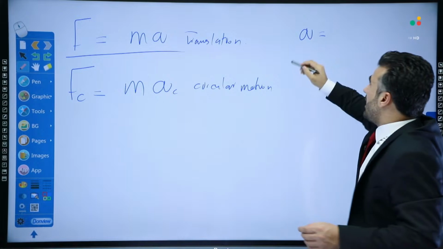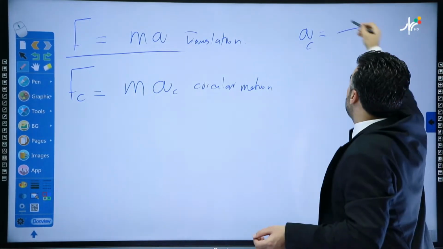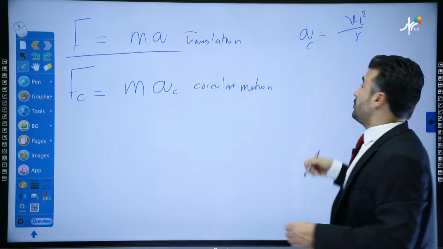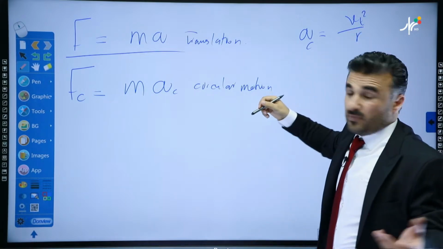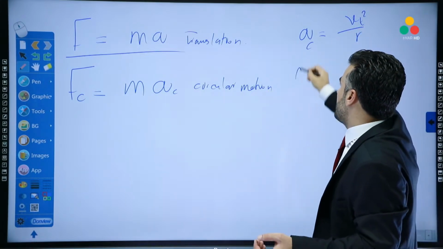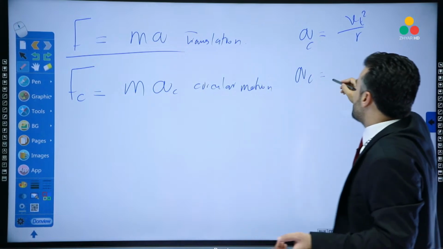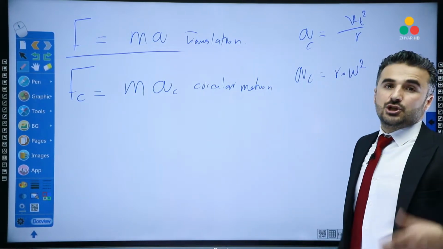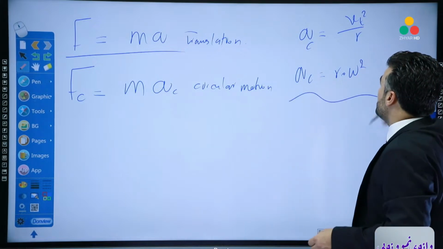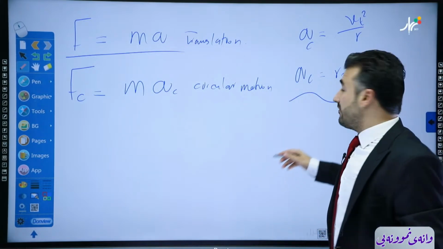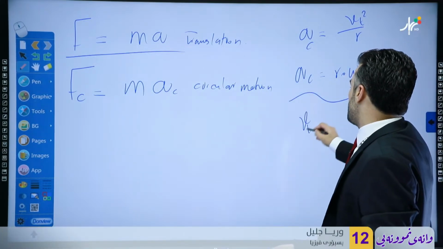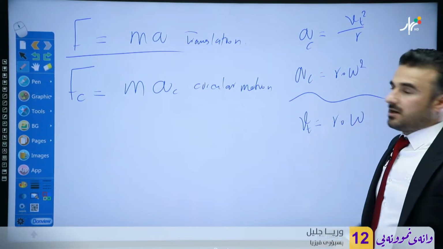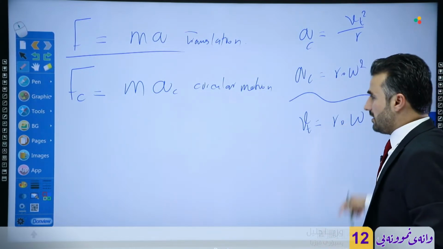But you already learned about centripetal acceleration, yes? We do know that centripetal acceleration equals tangential speed squared divided by the radius. That is one of the equations. What if we don't have tangential speed, we have angular speed? Then centripetal acceleration equals radius times omega squared. Very good. And by the way, we've also learned that tangential speed equals radius times omega, or omega times radius, because we're going to need this one as well.